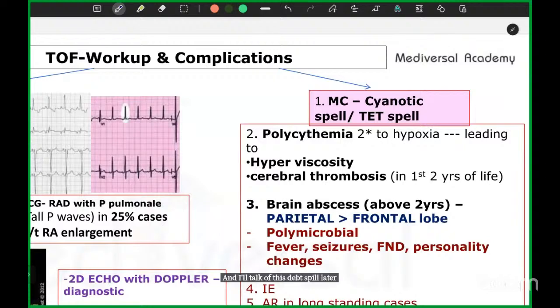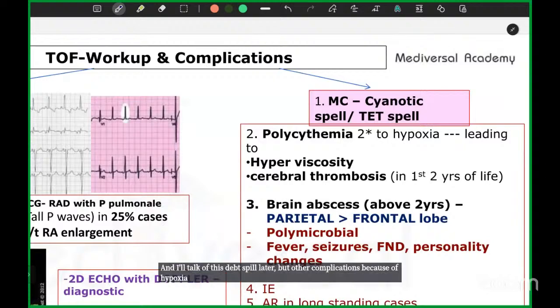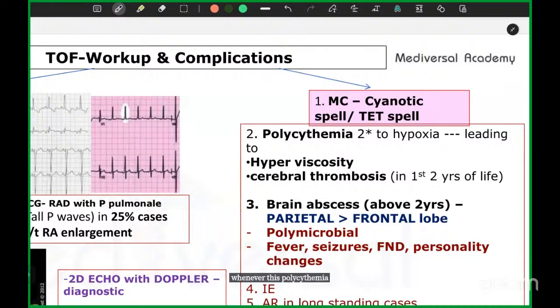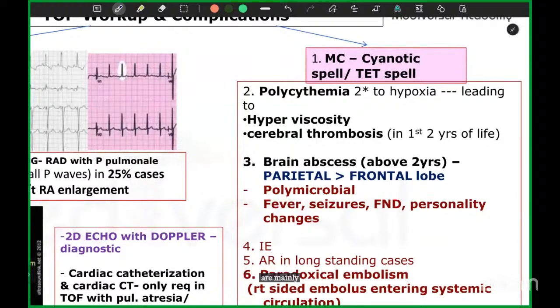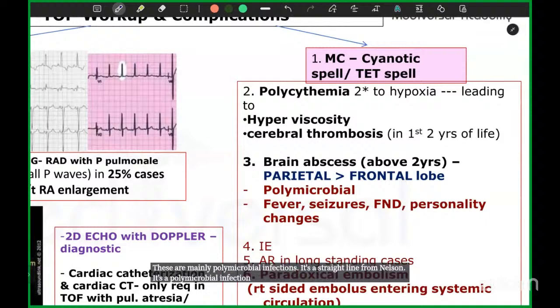But other complications because of hypoxia, there will be polycythemia. Simple. Hypoxia leads to the kidneys generating more erythropoietin, and more erythropoietin means more polycythemia. Whenever there's polycythemia, there will be hyperviscosity, and there can be cerebral venous thrombosis in the first 2 years of life. There can be brain abscess in children above 2 years, parietal more than frontal, and these are mainly polymicrobial infections. It's a straight line from Nelson. It's a polymicrobial infection, and anytime you're having fever, seizures, FNDs, focal neurological deficits, and personality changes.